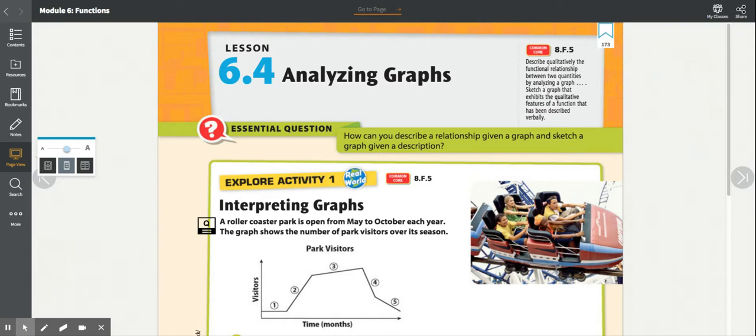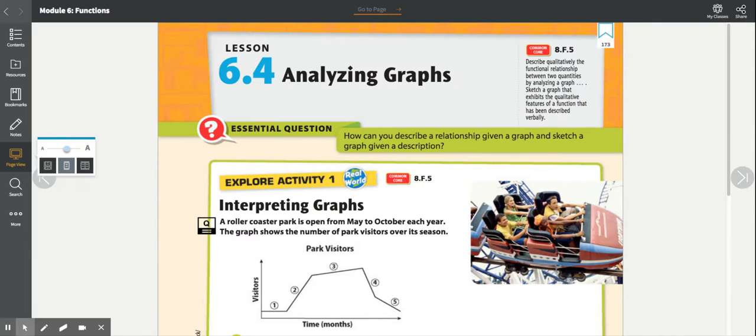So this week we are analyzing graphs, and what we're looking at is how graphs and situations go together, and what a constant looks like, what an increase looks like, and what a decrease looks like. And so we're going to look at this scenario in this graph right here. It says a roller coaster park is open from May to October each year. The graph shows the number of park visitors over its season.